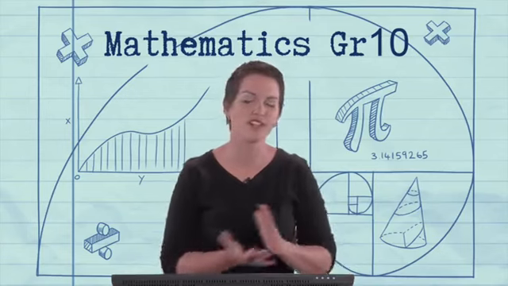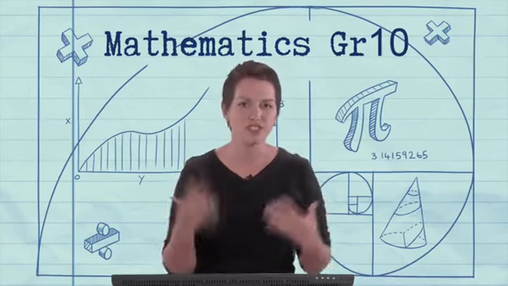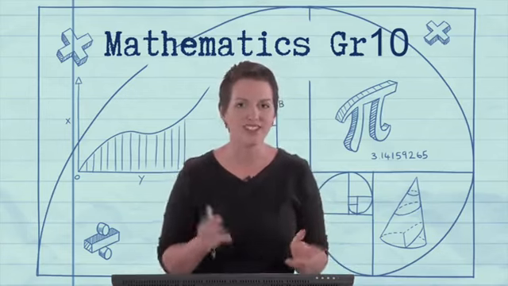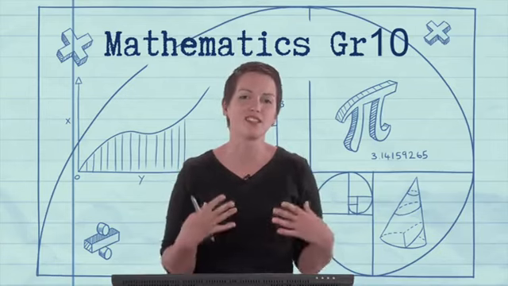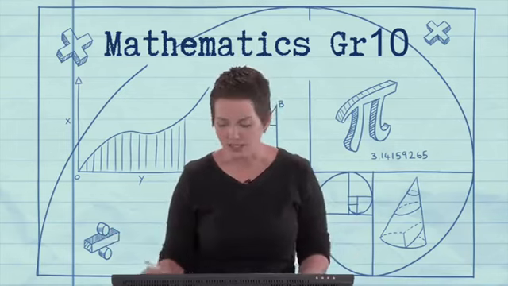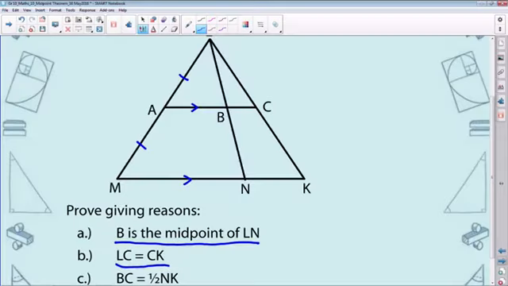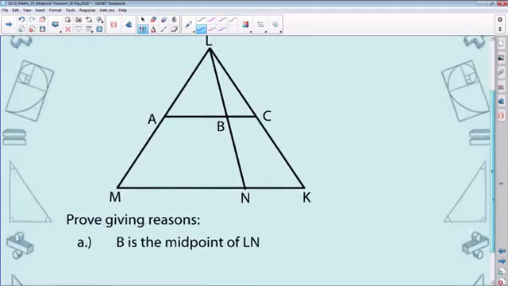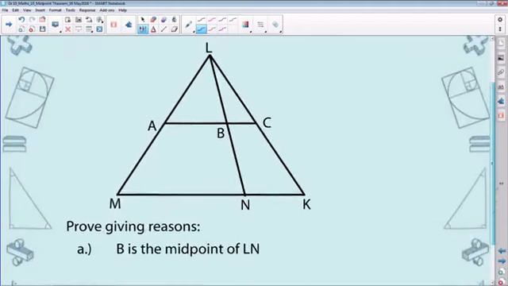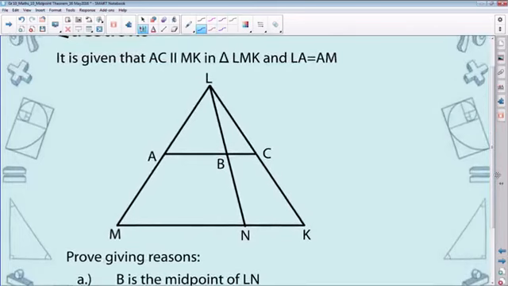Okay, grade 10s, we don't have a lot of time left, so I'm going to go through these solutions quite quickly. But that's okay because this is easy, isn't it? It's just stating the obvious. So the first question asked us to show that B is the midpoint of LN. I'm just going to put all the information back in. We said that AC was parallel to MK and that LA was the same size as AM.